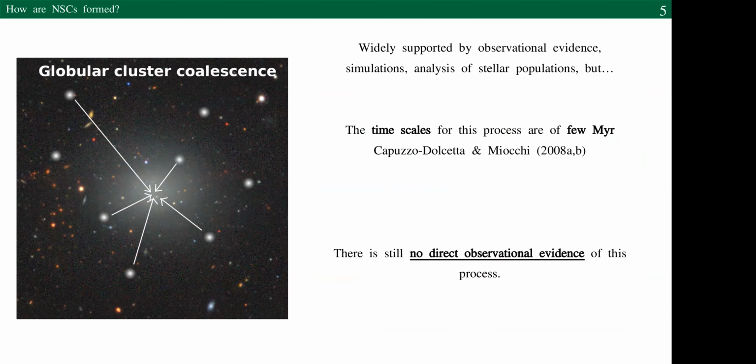So let's focus a bit on the globular cluster merging scenario. While observational evidence points clearly to the merging of globular clusters as a main channel for the formation of nuclear clusters, there is still no direct observational evidence showing this process. The simulations show that this process is expected to be extremely fast, of the order of some mega years. And the chances of catching a galaxy with a collapse of the globular clusters in process are very low.